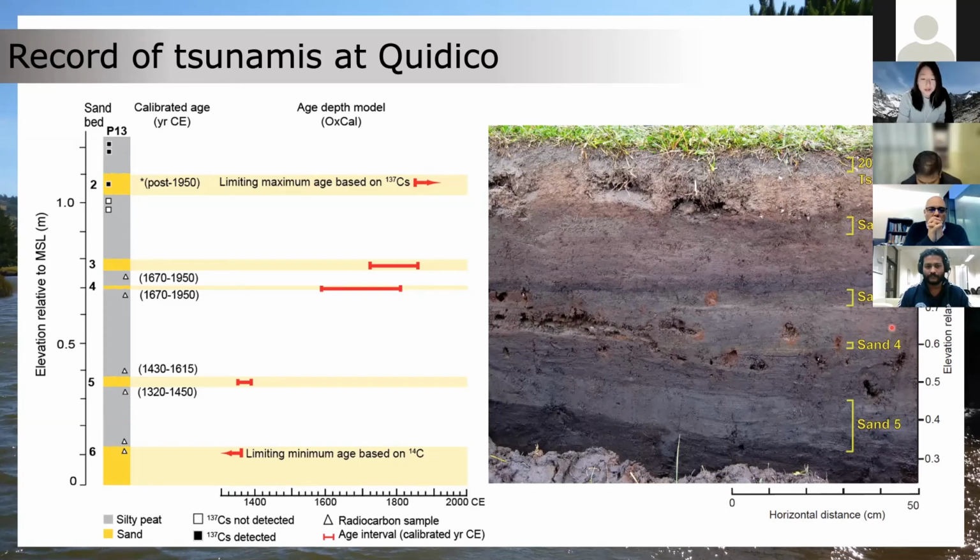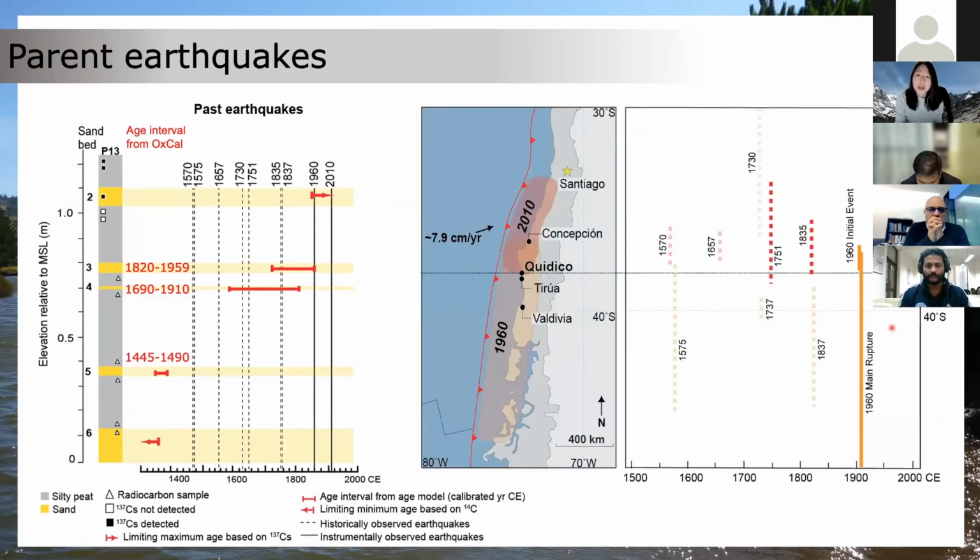And so our analysis of the historical records shows that large tsunamis generated by great earthquakes from both north and south of Quirico are likely candidates for sources of the Quirico tsunami deposits. Our interpretations rely on matching the stratigraphy at Quirico with historical records. Based on eyewitness accounts and confirmed by results for cesium-137 dating, we can confirm that sandbed 1 was deposited by the 2010 tsunami and that sandbed 2 was deposited by the 1960 tsunami.